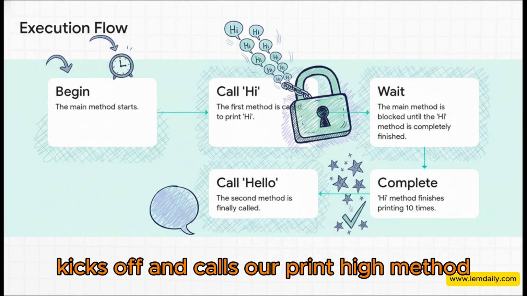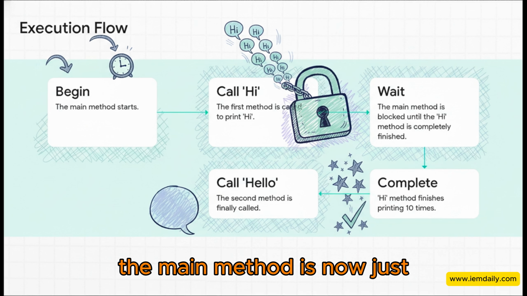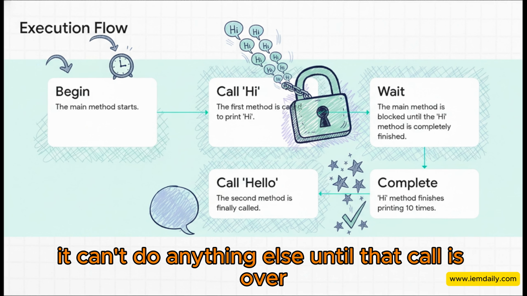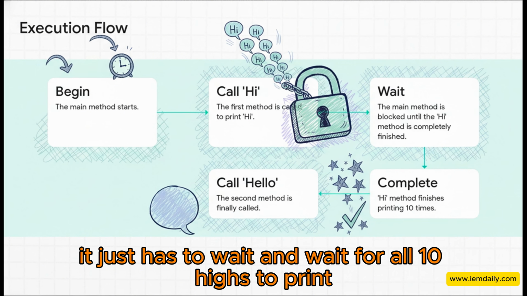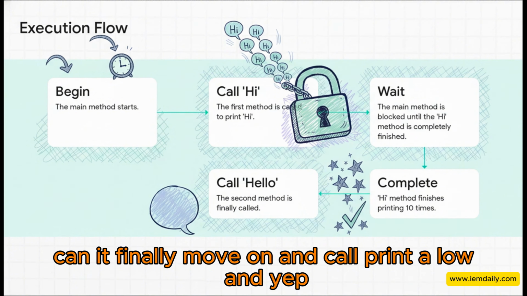So what actually happens when we run this? Well, the main method kicks off and calls our print hi method. Now, here's the really important part. The main method is now just stuck. It's totally blocked. Imagine it's on the phone. It can't do anything else until that call is over. It just has to wait and wait for all 10 hi's to print. Only after that first task is 100% done can it finally move on and call print hello.